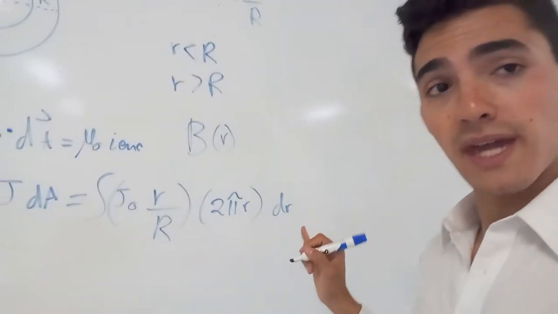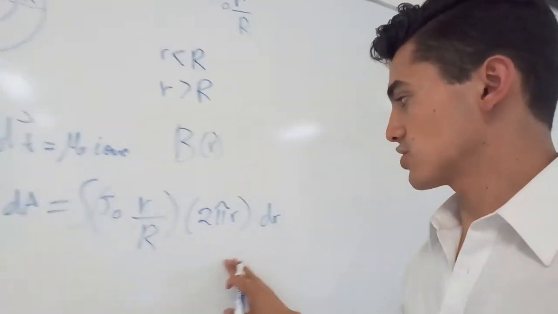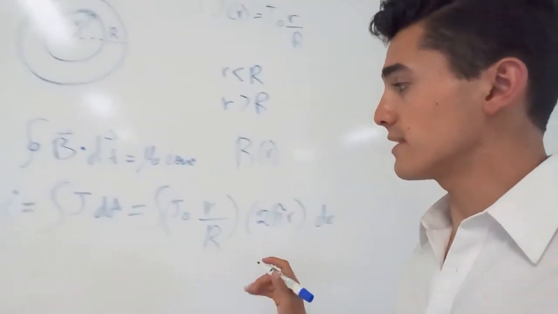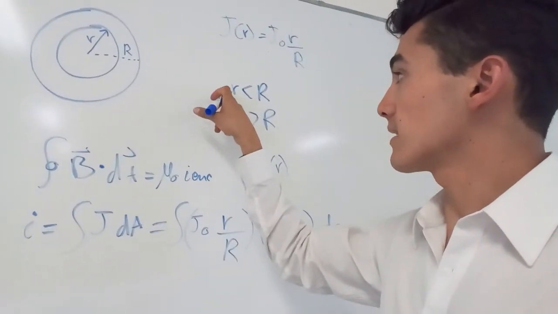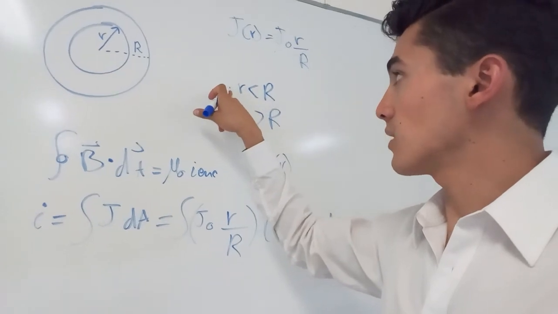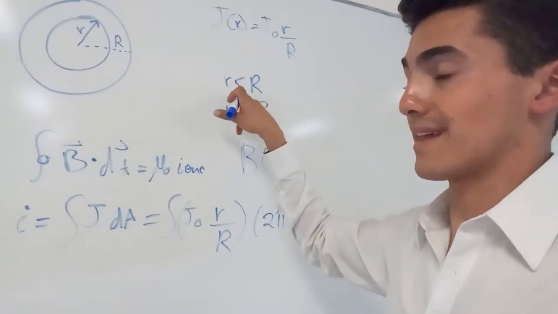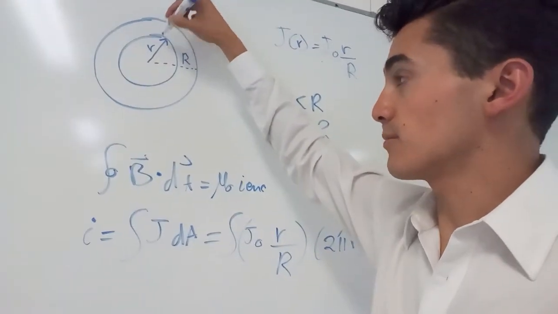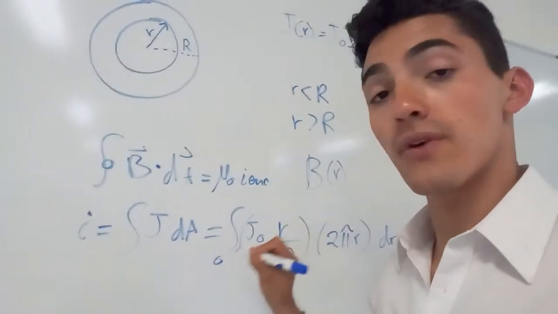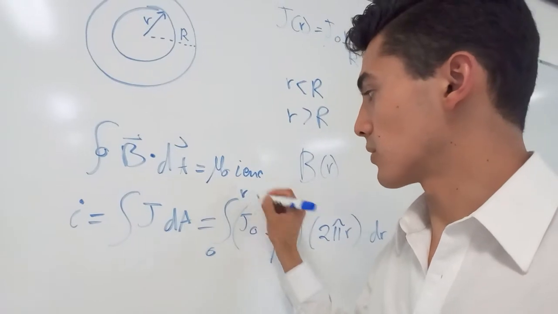Okay, once we have established this current, we have to determine that the small r has to be smaller than capital R. So we are only considering until this part. So we are integrating from 0 to small r.